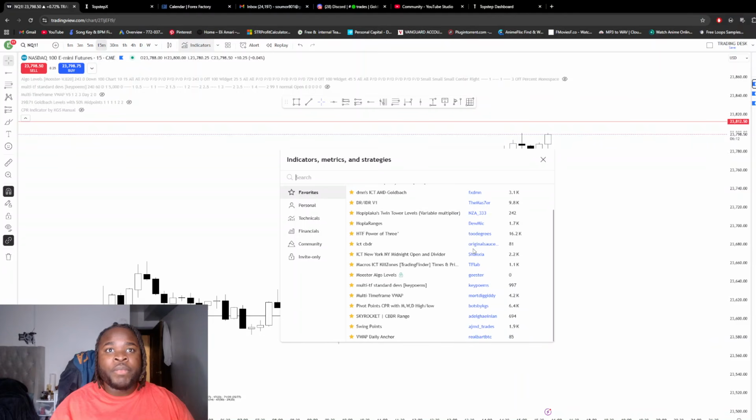I also have the swing points for all of my people that are tracking time. This is the swing point indicator by AJMD. It marks out the swing points. You just have to remove all of the extra features that he has around the swing points, and just keep it simple with the little circle and the low and the high. Just keep it like that. That's the other indicator that I use.